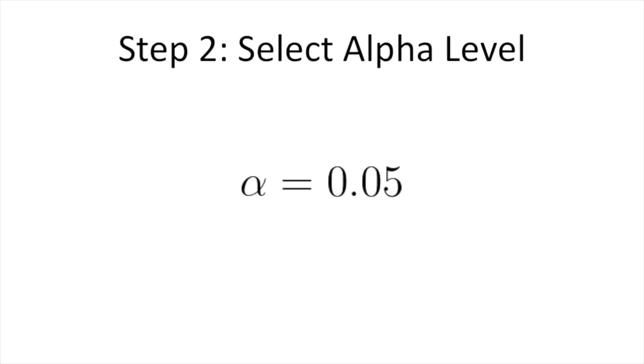Step 2, select alpha level. We weren't given an alpha level in our scenario, so I'm going to use the standard alpha level of 0.05. Steps 3 and 4, we're going to go to Minitab. Step 3 is to compute the test statistic, and step 4 is to find the p-value.